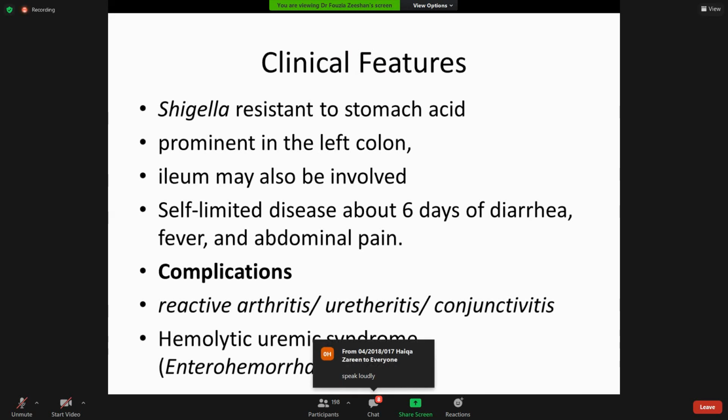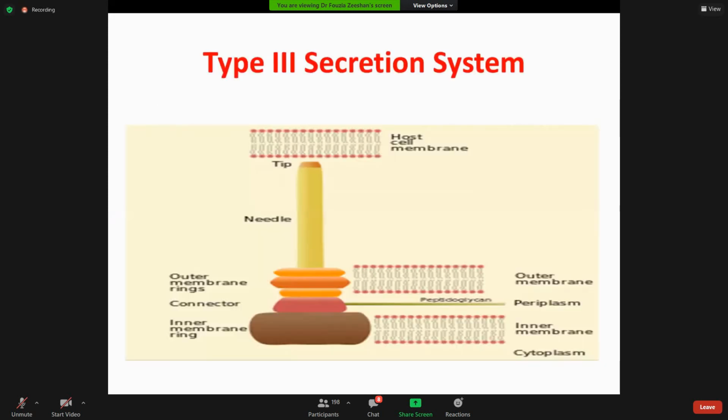The complications are hemolytic uremic syndrome, which is caused by enterohemorrhagic E. coli, reactive arthritis, conjunctivitis, and urethritis. The type 3 secretion system is very, very important because some bacteria have a typical type 3 secretion system that is very helpful in causing diarrhea and dysentery, like Salmonella, Shigella, and E. coli. It's basically a protein appendage.